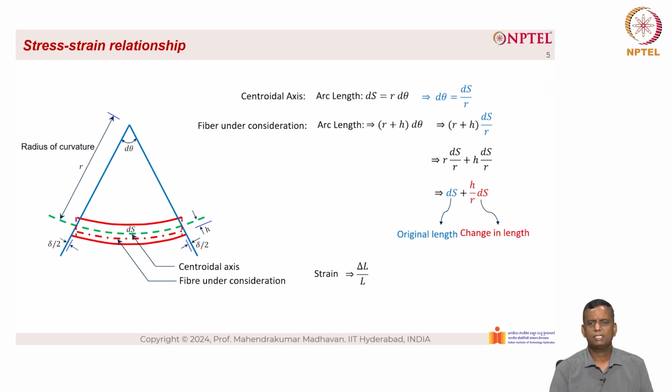The strain is given as change in length by original length, which is the definition of strain. So the change in length here is h by r into ds. The original length is ds. So when we do the same, we get strain equal to h by r. But we also know that the curvature of the beam column is phi equal to 1 by r. So 1 by r can be represented as phi. This means that the strain is phi into h. The stress is given by strain into Young's modulus, which is again phi h into E.